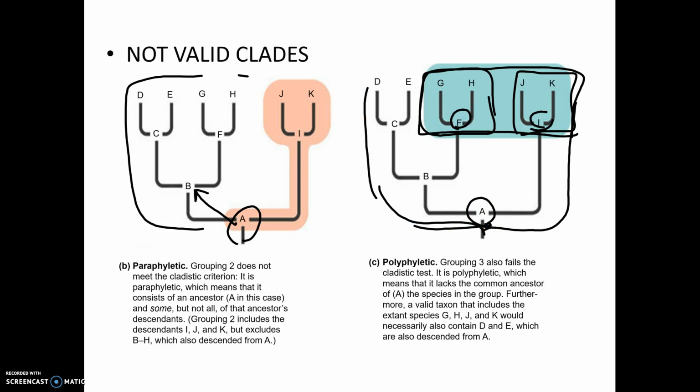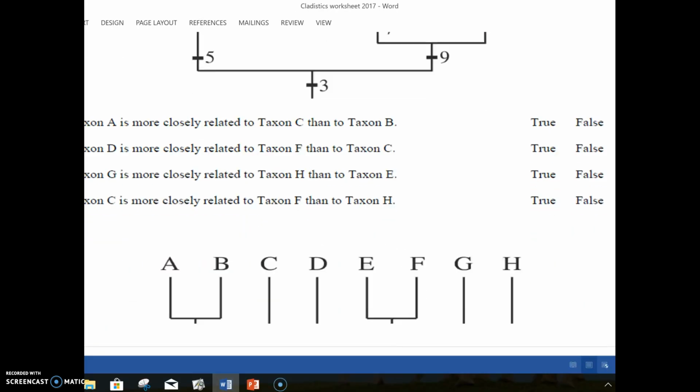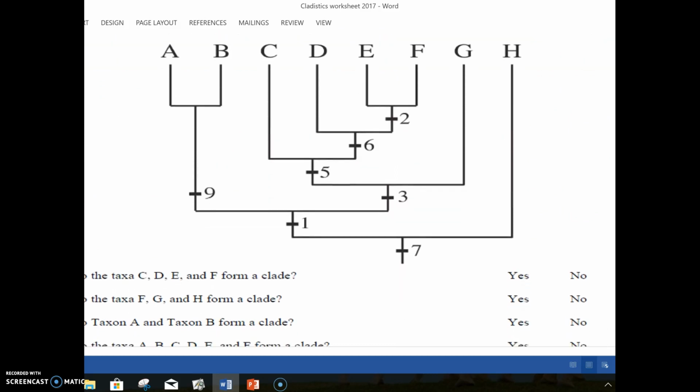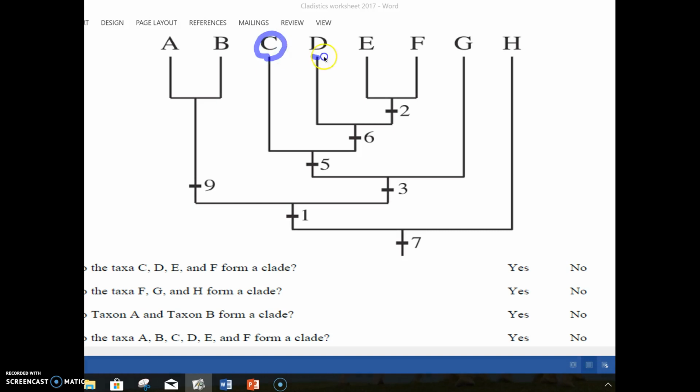So I'm going to switch back over real quick to the worksheet, because there's also a couple of questions where it asks if things are a clade or not a clade. So here's the worksheet again that you're supposed to do. So question 1, again, I apologize, the left is cut off there. It says, do C, D, E, and F form a clade? So if we highlight C, D, E, and F, do they go back to a single number and everything after that number is highlighted? And the answer is yes, they would be a clade. They go back to number 5 and everything after 5 is highlighted. Therefore, yes, they would be a clade.